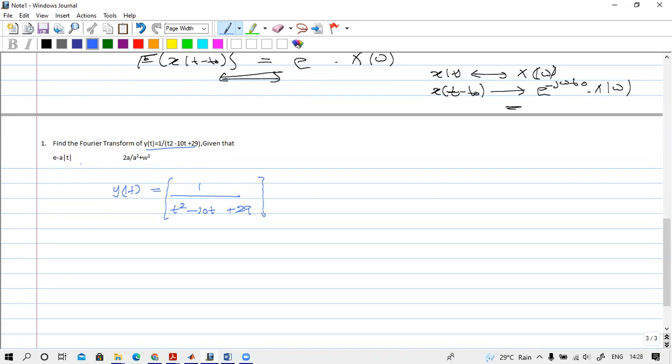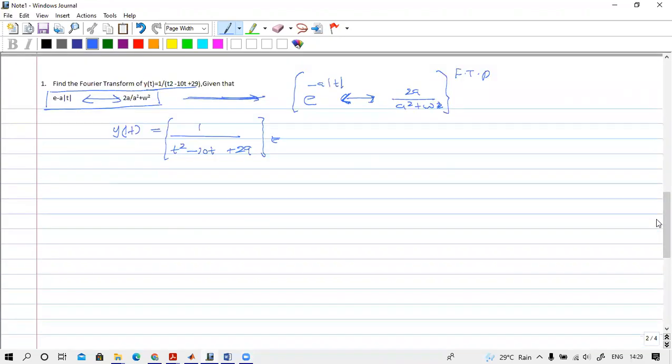We can use this identity. We are given a Fourier transform pair. I think you can remember that we have evaluated this, e to the power minus a absolute t, and we get this kind of function. So we can use this Fourier transform pair to solve this. We will see how to do it.